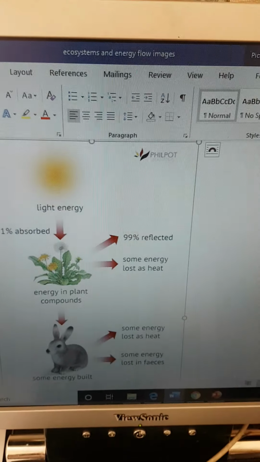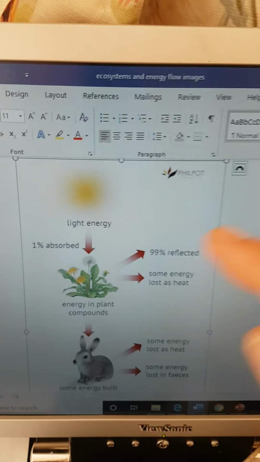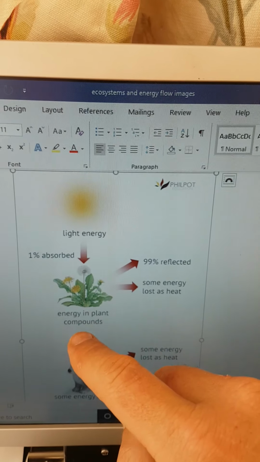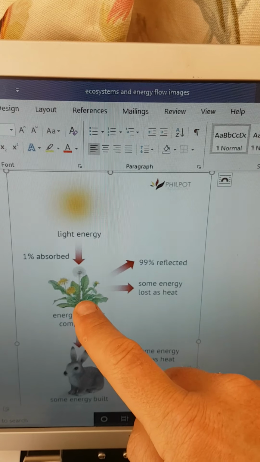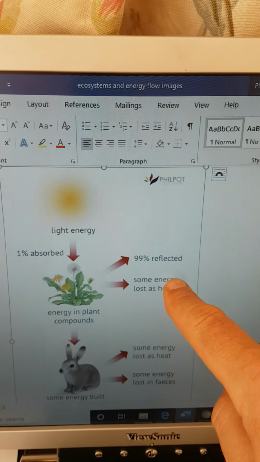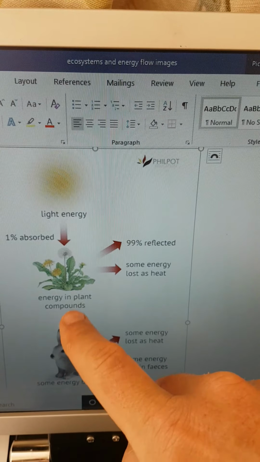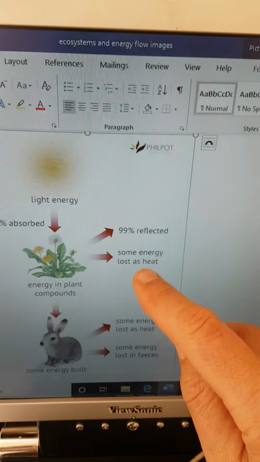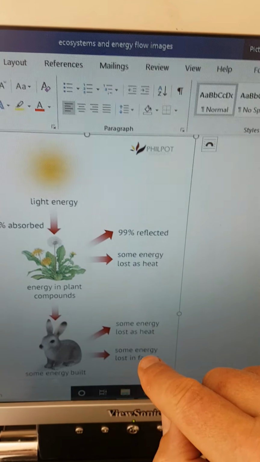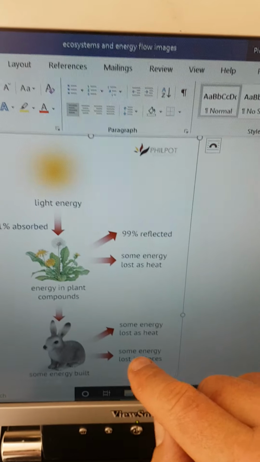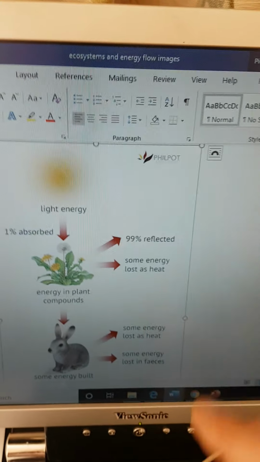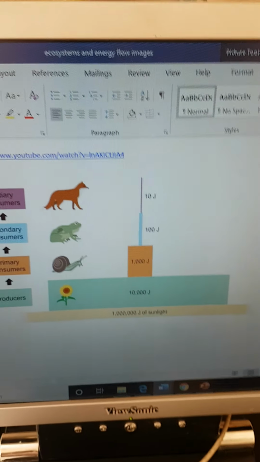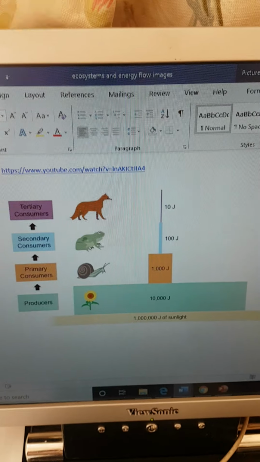Right, this can all be summed up nicely in this little diagram I've got here. Light energy, only 1% of that is absorbed. Of the light that is absorbed and converted into chemical energy, some of that is lost as heat through respiration. The rest of it is available to be passed on to the rabbits, of what they consume. They lose quite a bit of it in feces, but also lose some as heat, basically through respiration. And that is why the pyramid of energy is indeed pyramid shaped.